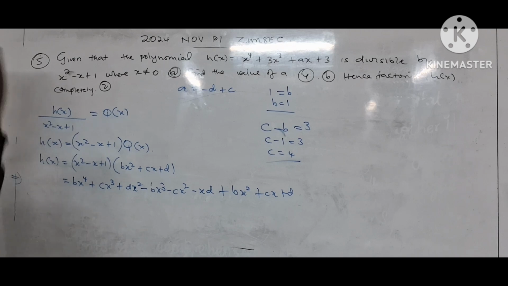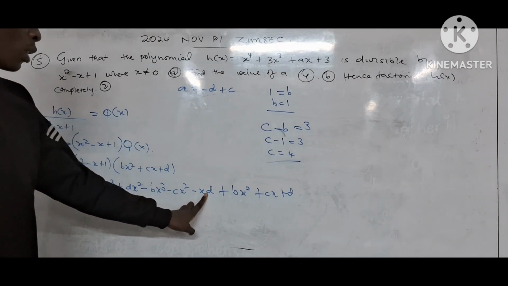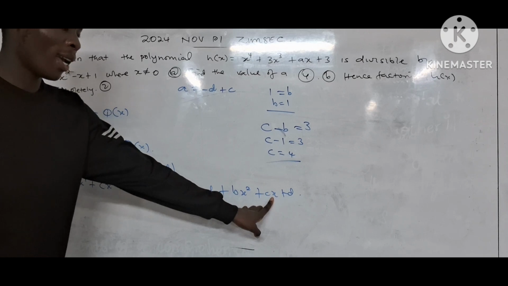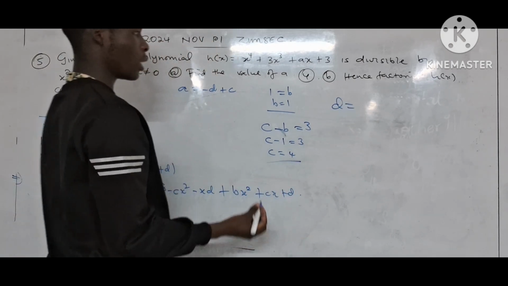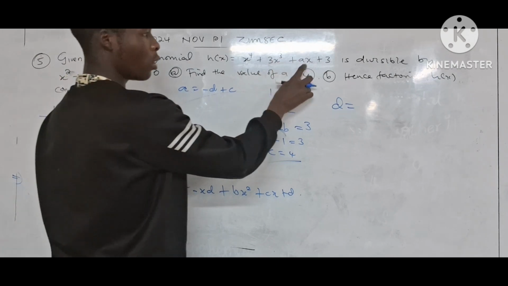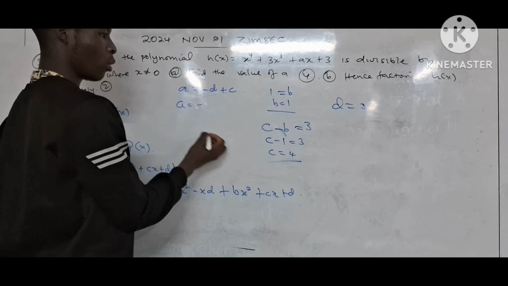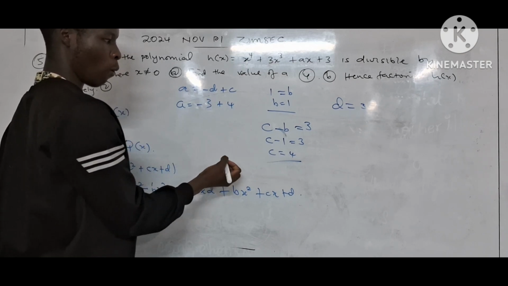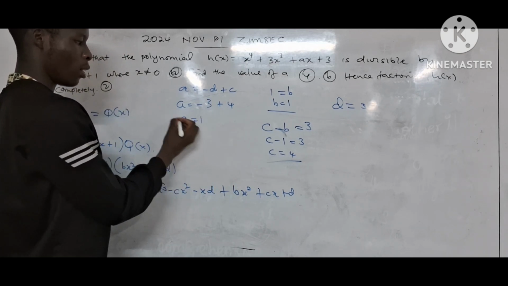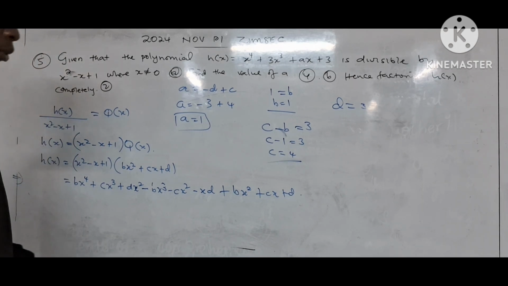Let's check the constants. I have d. d is the constant. So d is equal to 3. So now a is equal to minus 3 plus 4. What is the answer? a is equal to 1. So this is the final answer.